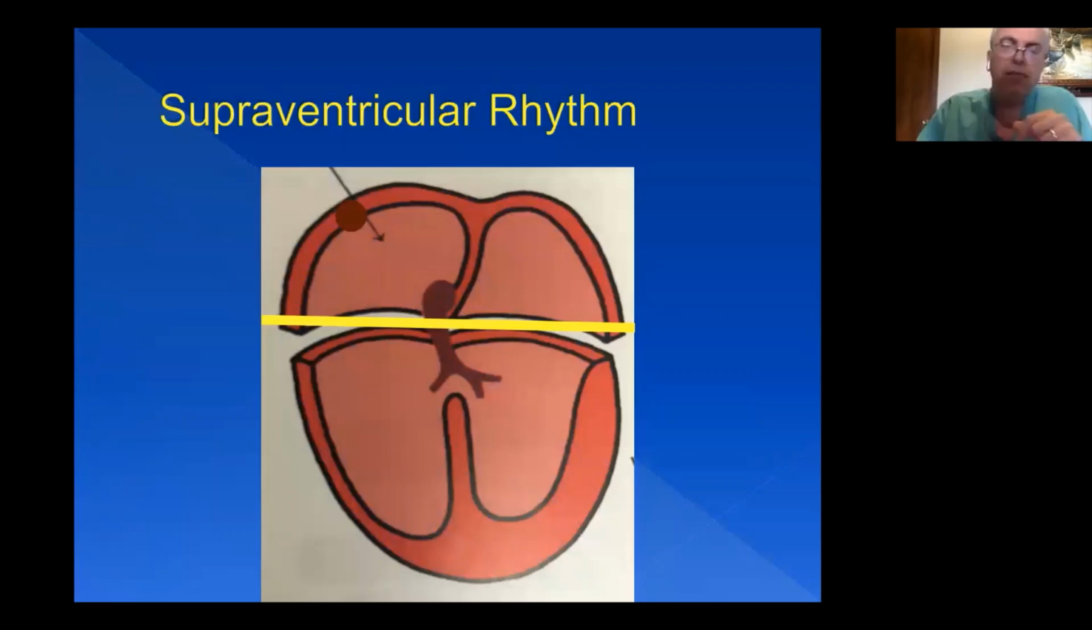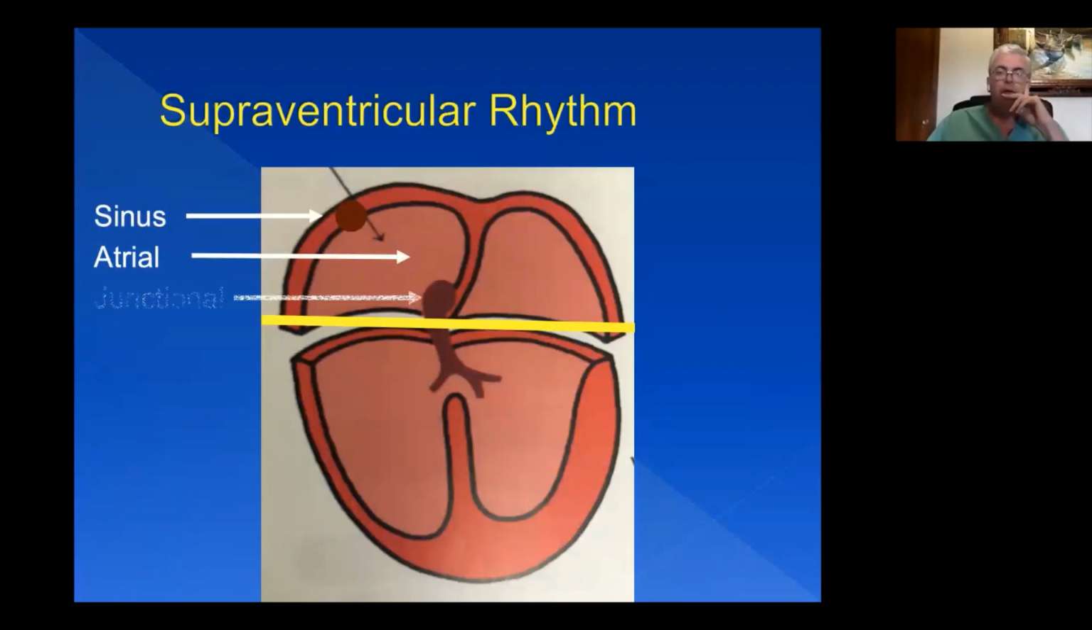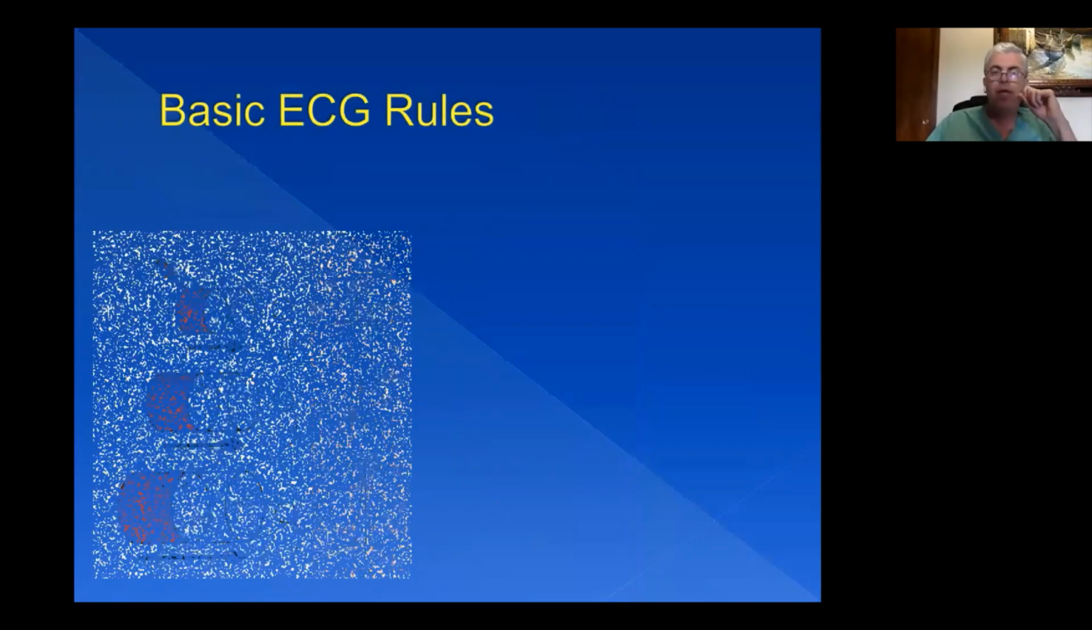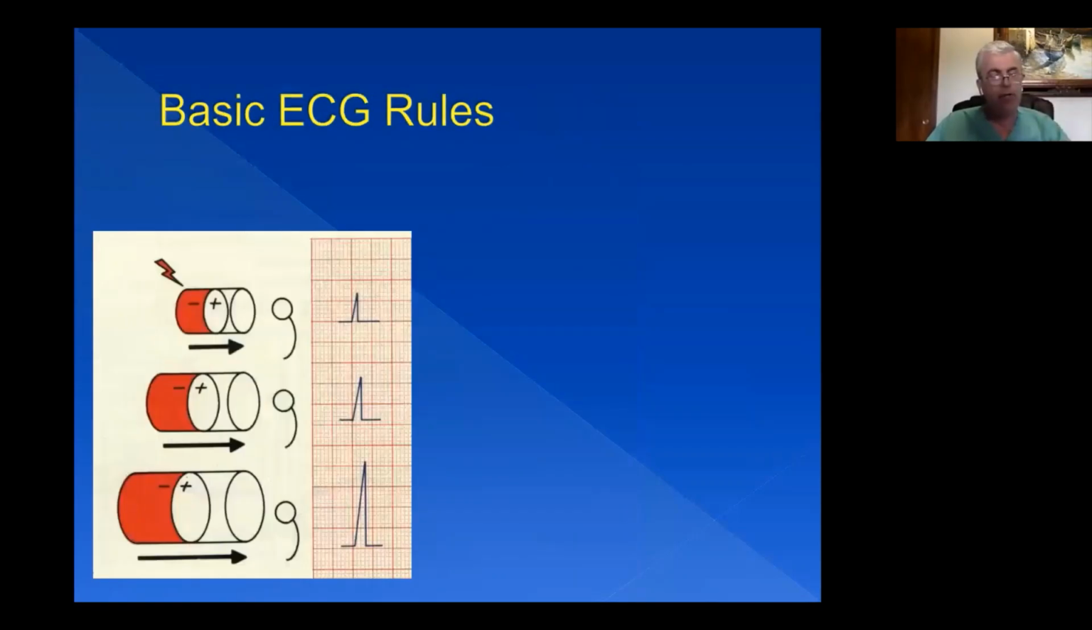So let's dissect that further. Supraventricular rhythm, it's really limited options, either sinus or atrial or junctional, no other. We're not going to have a pulmonary rhythm or pericardial rhythm, one of these three. So let's see how we can quickly and accurately decide what kind of supraventricular rhythm we have. But before going any further, another simple rule.